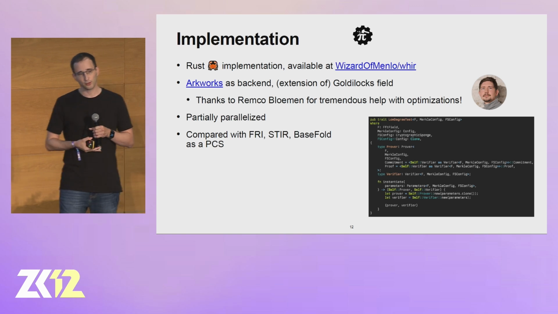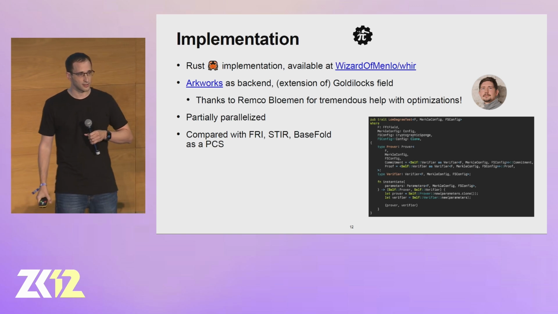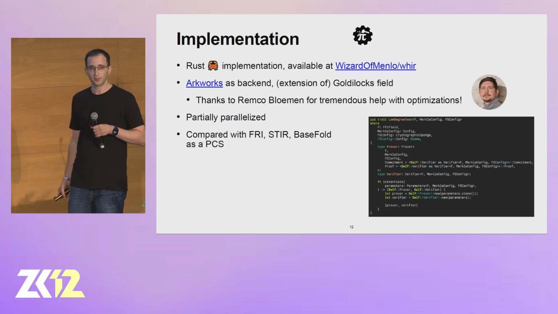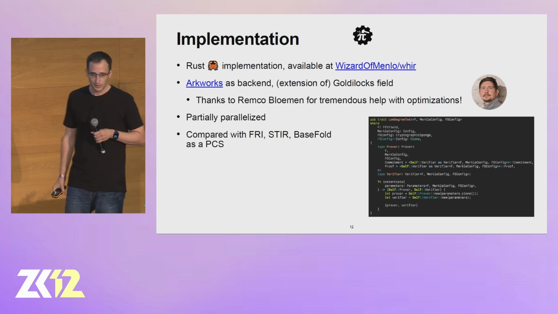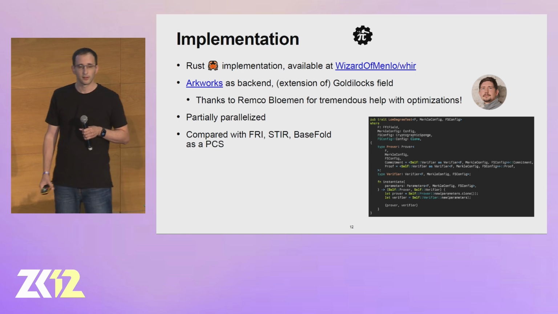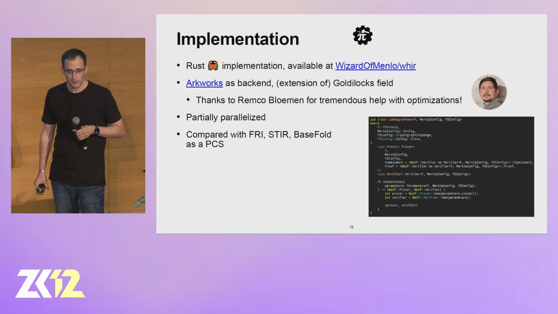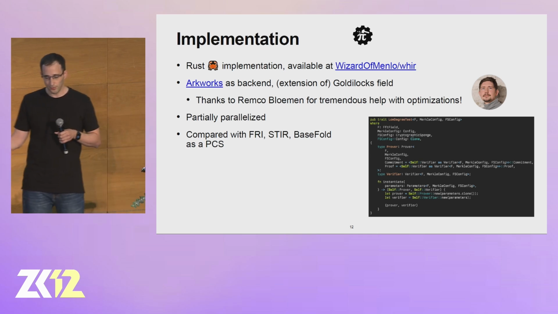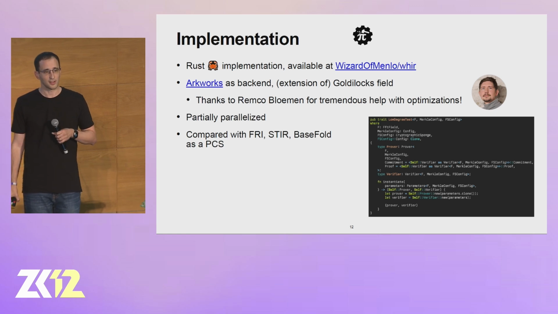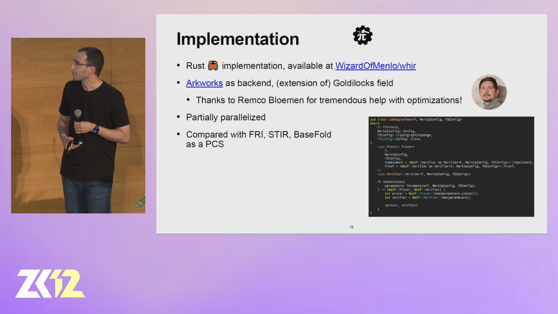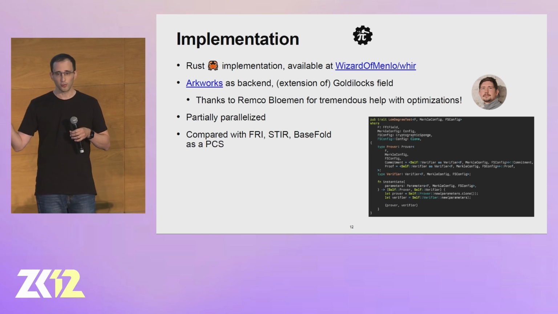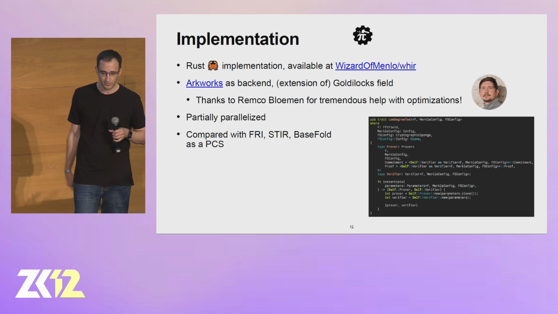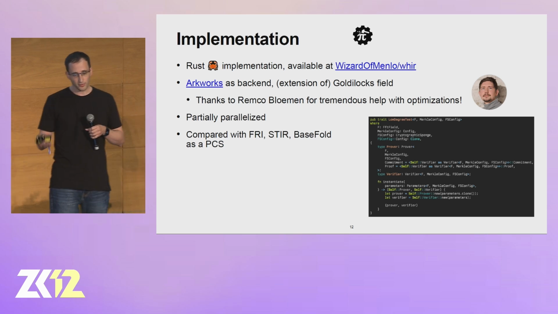So now benchmark and implementation. So we did implement this scheme, okay? Kind of an academic-level implementation, not an industry-level implementation. We implemented it using Rust. We used arkworks as a backend. We took an extension field of the Goldilocks field. I really want to thank Remco from WorldCoin for helping us with optimization of the prover and verifier. The benchmarks you're going to see today are only partially parallelized, so there's a lot of room for improvement in the prover running time if you have a lot of CPUs. And we compared it with FRI and STIR and BaseFold as a polynomial commitment scheme.